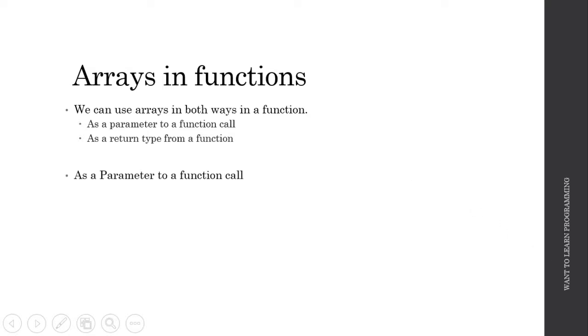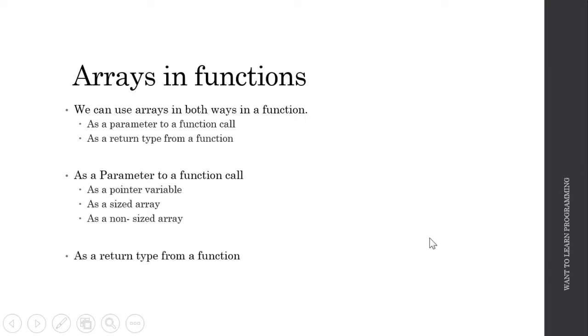As a parameter to a function call, it can be used in three ways. That is, as a pointer variable, as a sized array, and as a non-sized array. We will look at this in detail in the next slide. And as a return type from a function, we use a pointer return type. So let's look at how this works.